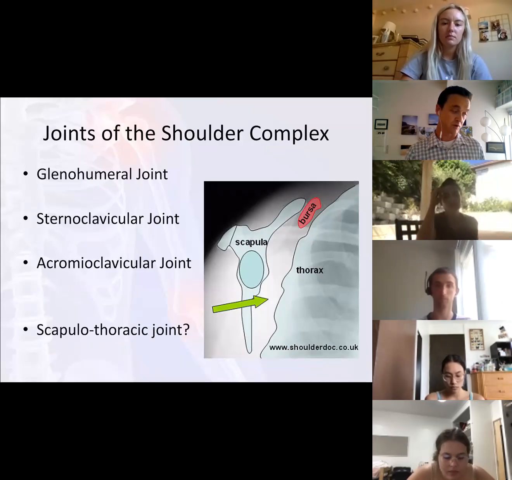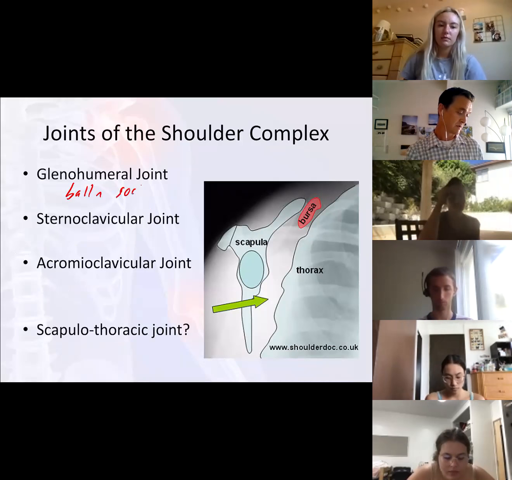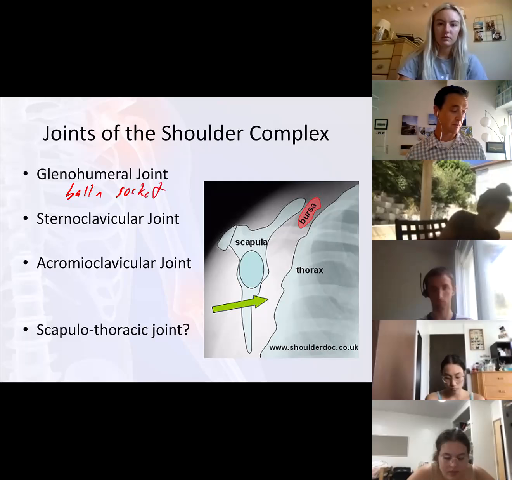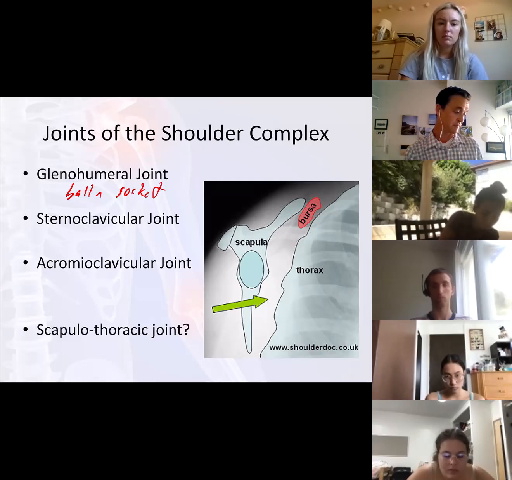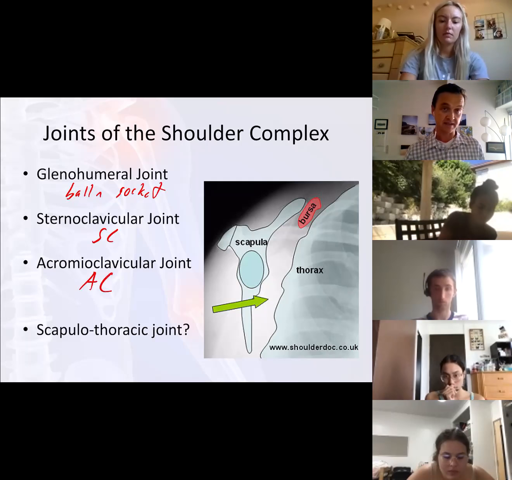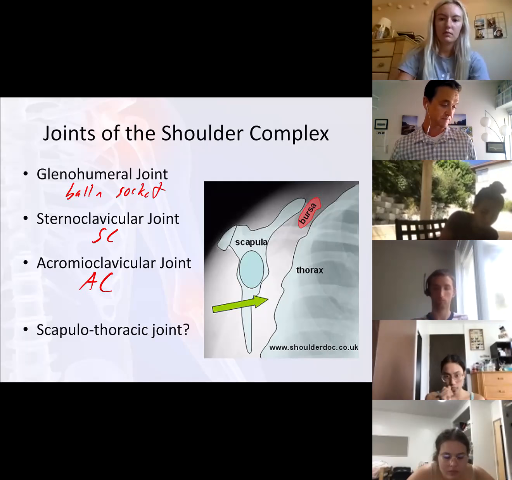So the glenohumeral joint, this is the true ball and socket joint. That's kind of what we think of when we think of the shoulder. The sternoclavicular joint, that's the one I mentioned before where the clavicle meets up with the sternum. We typically call this one the SC joint. And then we have the AC joint, the acromioclavicular joint.